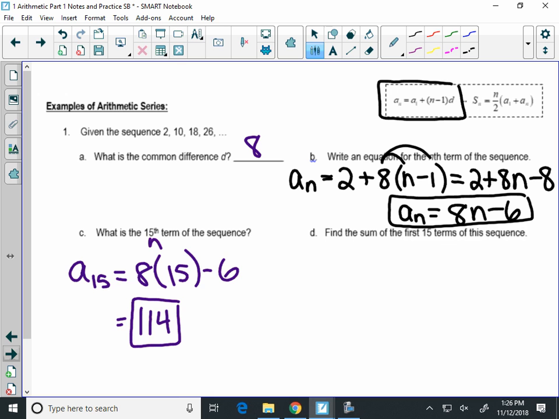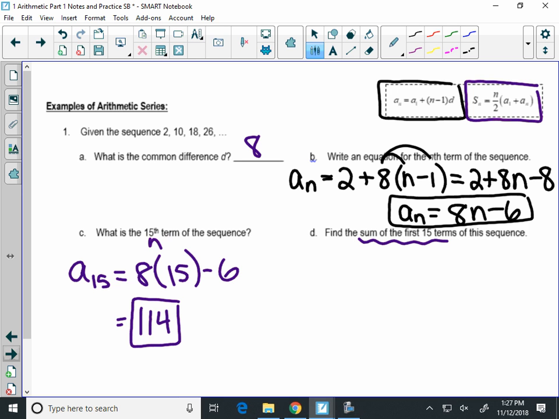Okay. So I know the 15th number, but here's where we are going. We don't want just the 15th number. I want to know the sum of the first 15 numbers. So what that means is if you took 2 plus 10 plus 18 plus 26 plus 34 plus up to 114. What does that equal? Well, 15 numbers isn't that many. You could type them into your calculator, but it's still kind of annoying. So let's use the formula.